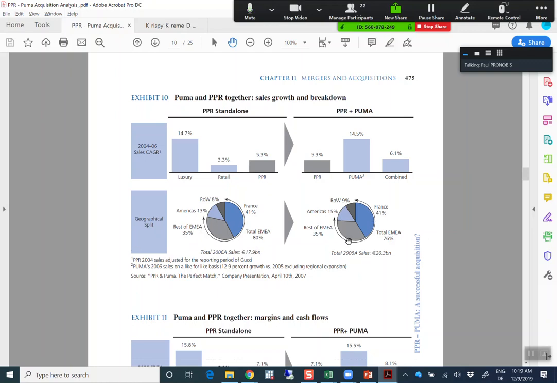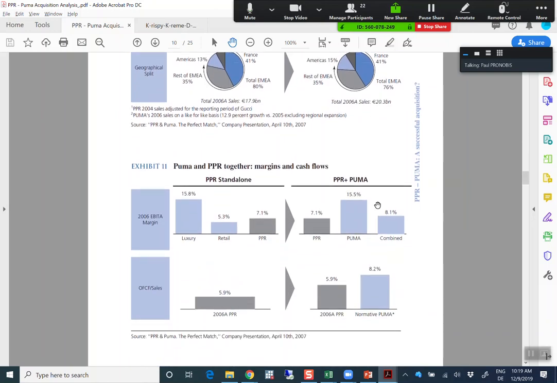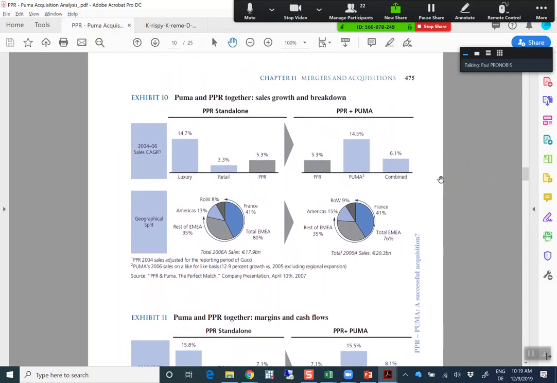Here it seems like if PPR and Puma merge, the geographical split would not change a lot. There's just a small shift, a little bit more sales in the Americas, North and South America region, a little bit less in the European and Asian markets, but not too many changes. So it wouldn't make sense to argue that we're going to enter new markets if they merge together, at least in terms of geography. Different distribution channels could be used, of course. This is what I mean by combining the operations of the two companies, hypothetically, at least.